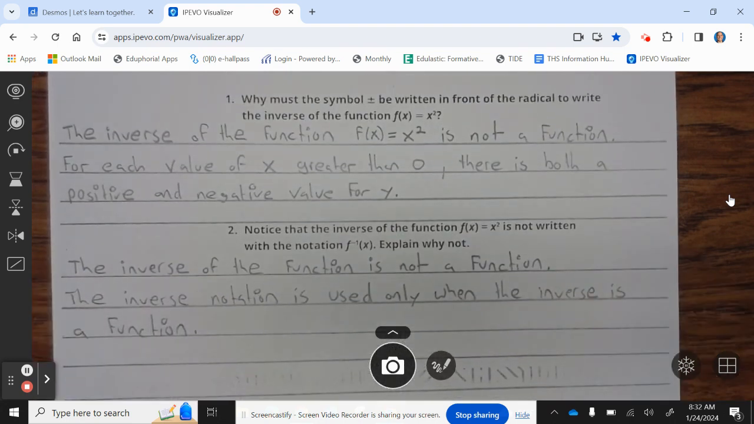Number 1. Why must the symbol plus or minus be written in front of the radical to write the inverse of the function f of x equals x squared? The inverse of the function f of x equals x squared is not a function. For each value of x greater than 0, there is both a positive and negative value for y. 2. Notice that the inverse of the function f of x equals x squared is not written with the notation f to the negative 1 of x. Explain why not. The inverse of the function is not a function. The inverse notation is used only when the inverse is a function. Let's take a look at the next page.